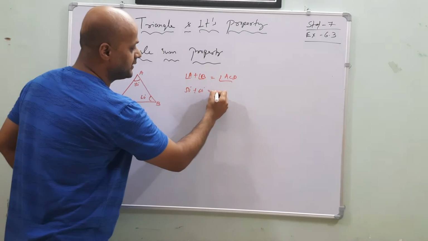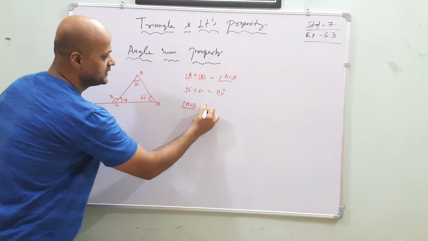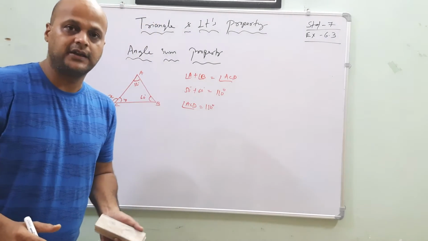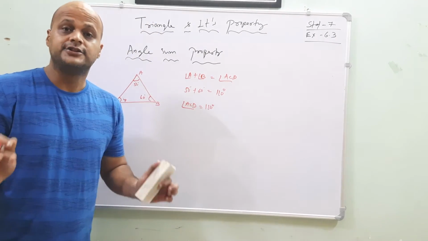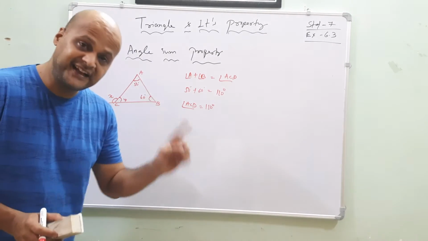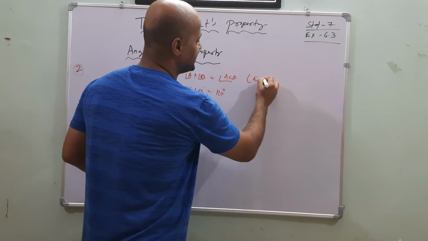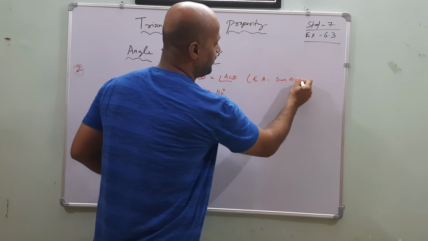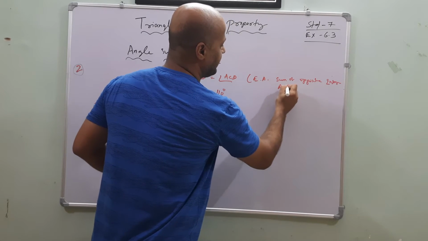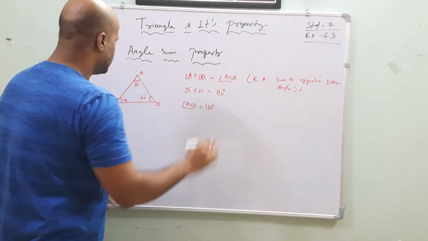Is equal to how much? 110 degree. So angle ACD is how much? 110 degree. Which formula is it? The exterior angle of any triangle is equal to what? The sum of the opposite interior angles. So the exterior angle is equal to the sum of the opposite interior angles. This is the property of the second exercise we are studying. So that's why now ACD is 110 degree.